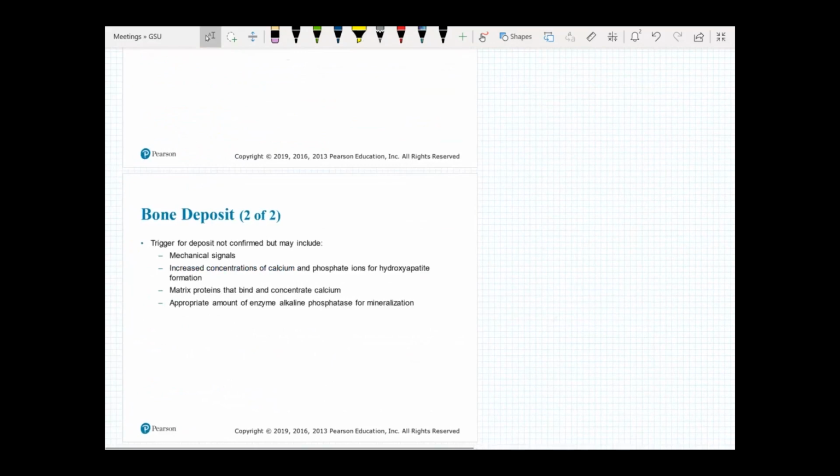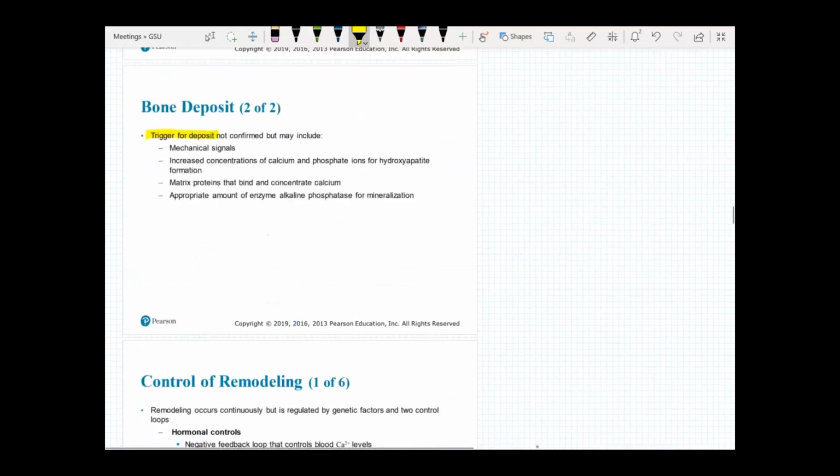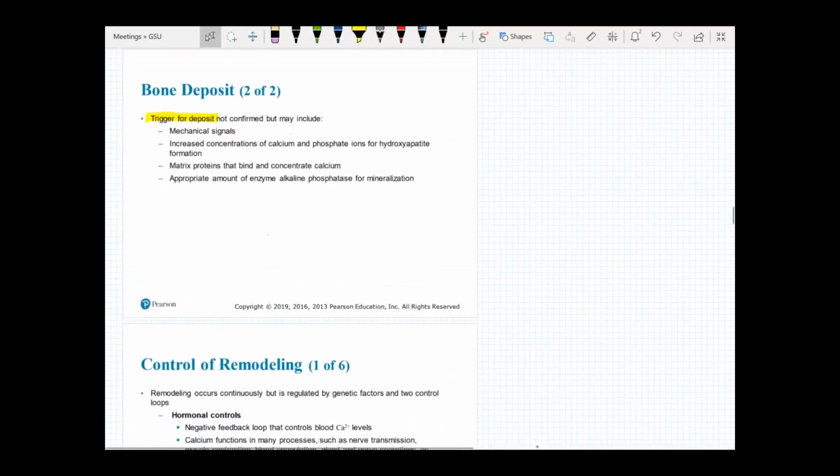It may be triggered, and the reason we might have this happen is because of a couple of things. Science is still trying to figure all this out. But bone deposit may happen because of mechanical signals. There's increased levels of stress. There's going to be increased concentration of minerals that need to be laid down, matrix proteins that need to be bound, or an appropriate amount of enzymes. So why bone deposit may or may not occur may be related to these things.